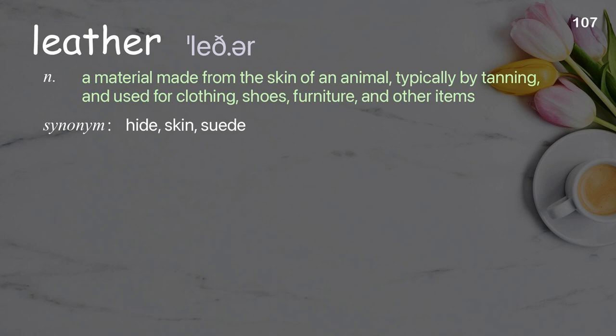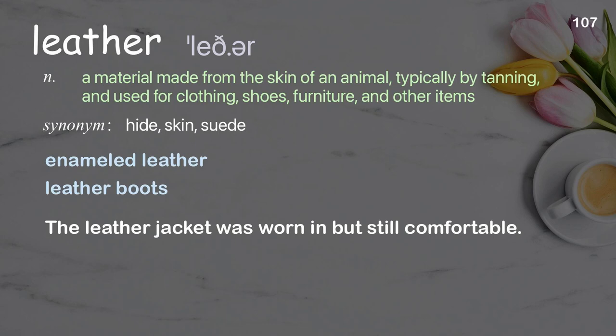Leather. A material made from the skin of an animal, typically by tanning, and used for clothing, shoes, furniture, and other items. Examples: Enameled leather. Leather boots. The leather jacket was worn in, but still comfortable.